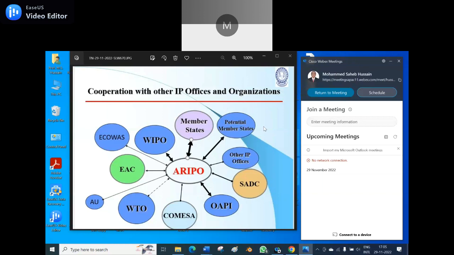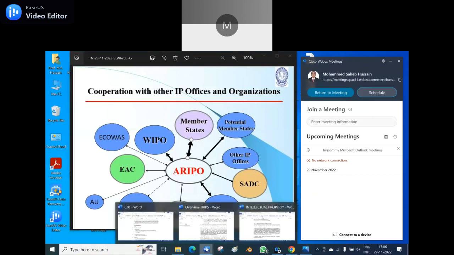In the English speaking, especially East African countries, ARIPO is there, and OAPI serves the French speaking countries, which, if I am not mistaken, number 24 countries in Western Africa. These are the countries where OAPI is there. And Africa is the only continent where there are two patent offices. That's the great thing. So without wasting time, let us go to our study.